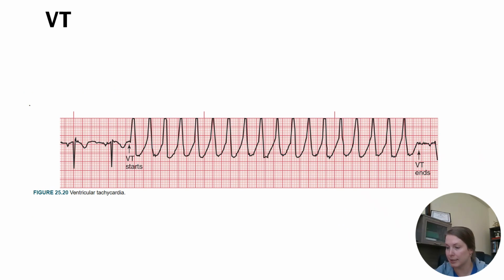Alrighty, so this is our ventricular tachycardia rhythm. You can see here we have more than 3 PVCs in a row.